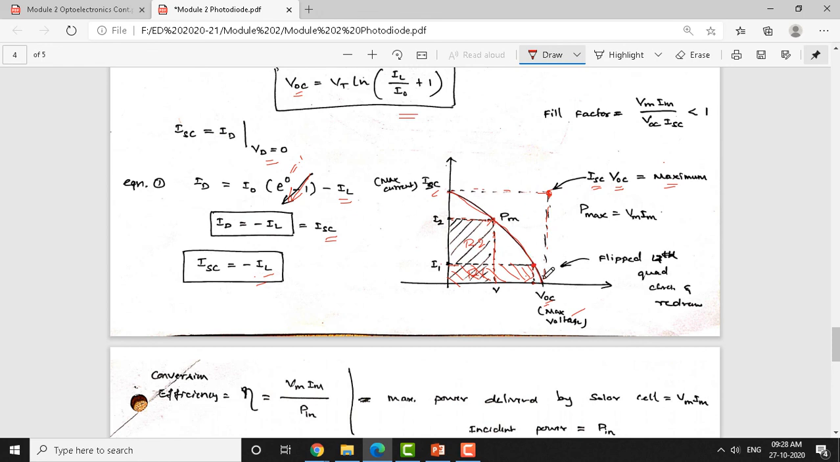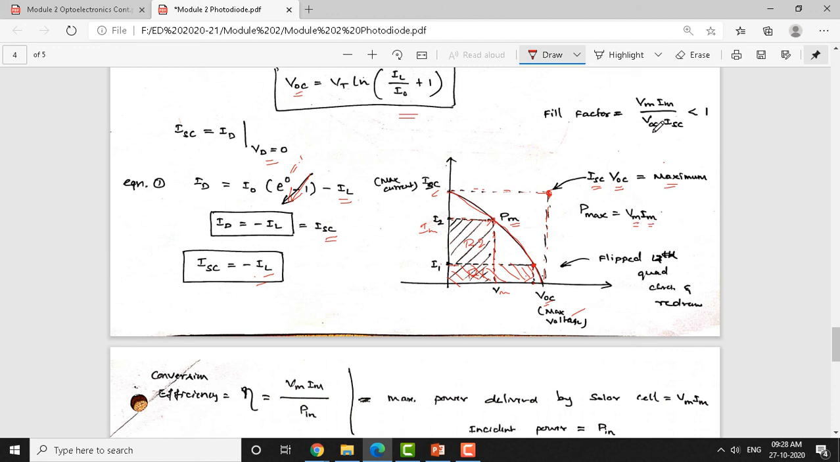Let us assume that Pm is the maximum area, for some value of voltage and some value of current. Let us call this value Vm and this value Im. Some point you will get the maximum area within these characteristics. So, that point let me call Vm into Im.